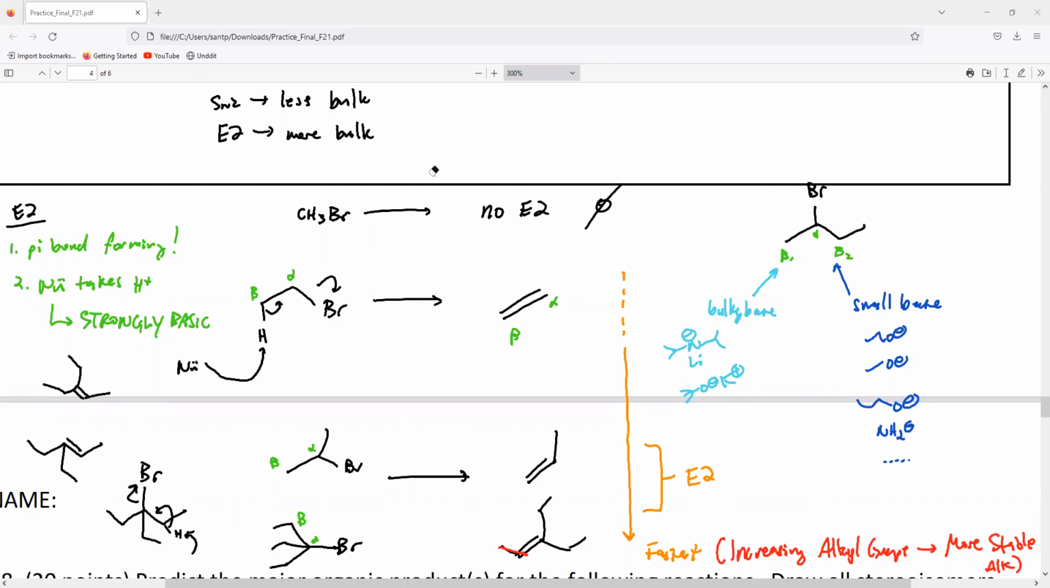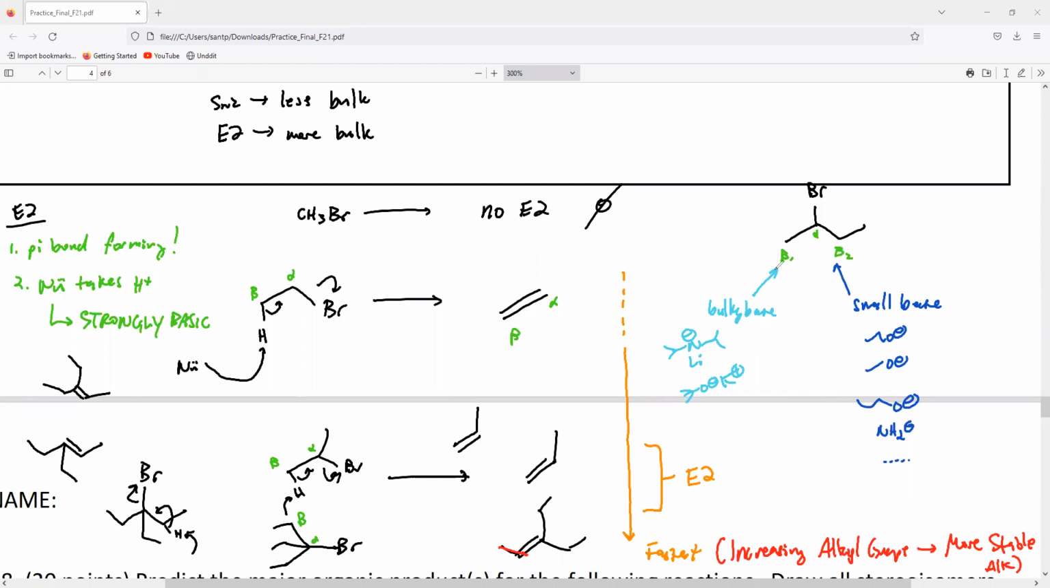Always what you're forming is an alpha beta double bond. So you can just draw the same structure without bromine, and then between alpha and beta, just draw a double bond. So I can take this, do that, do that. Oh, okay, that makes sense. Cool.